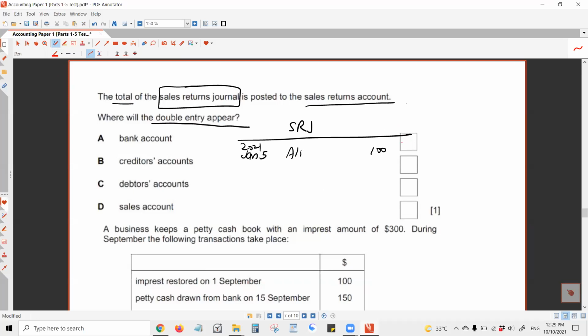Hear carefully. On the same day, January 5th, you will transfer the 100 to the credit side of Ali's account. Then here you write sales returns. You do it on the same day, January 5th.